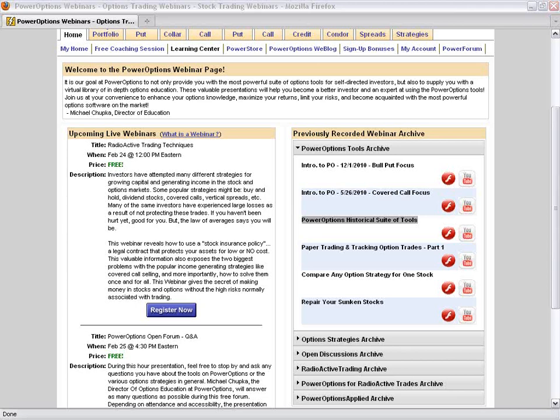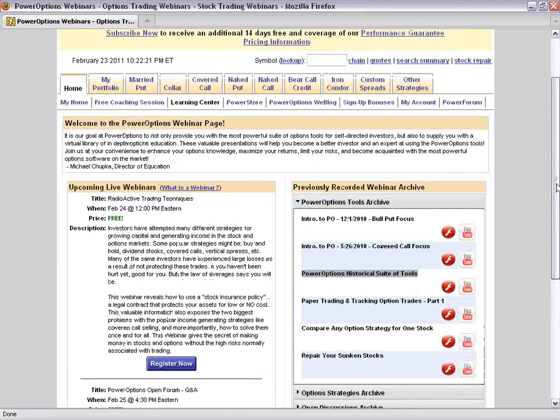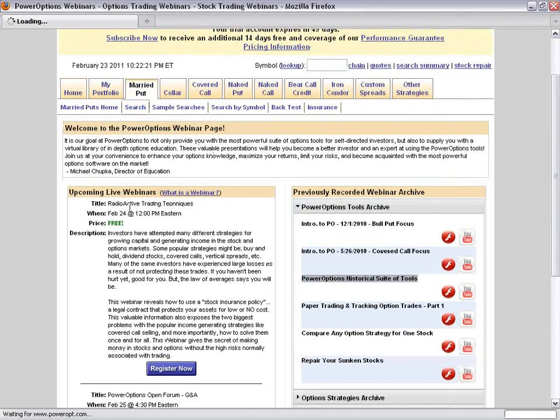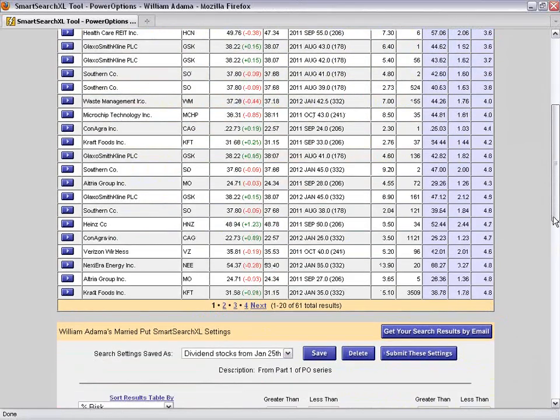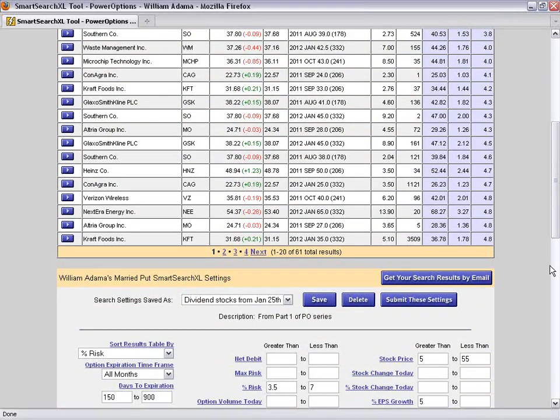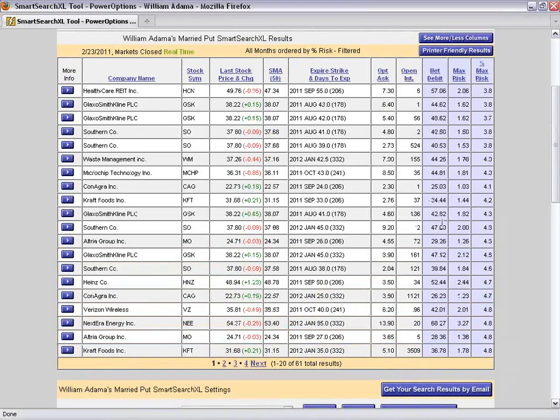Shook asked a question, Mike, do you always do the married put right after you buy the stock? Yep, I do now. The RPM is based on doing them at the same time. When I run my search, and these aren't my personal searches, these are for the webinar account, but in my personal Power Options account, I have various searches created. When I run the search, the numbers in this position are exactly what I want at this instant. I'm not going to try to play the position and say, you know what, I bet you I could buy Kraft right now at 31.68.